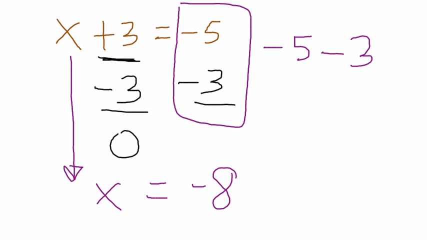Well, let's check it. This is always a very important thing to do. So, let's see. Does negative 8 plus 3 equal negative 5? Well, if I owe somebody $8, and then someone gives me $3, I have negative $5. So, it works.